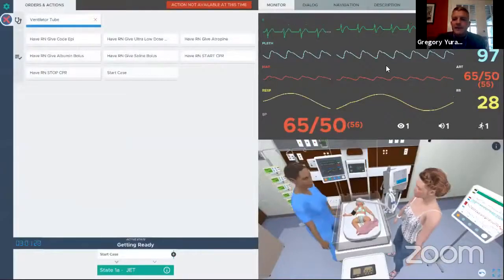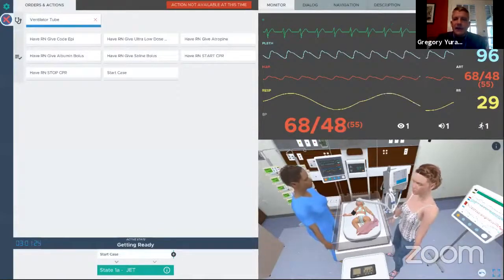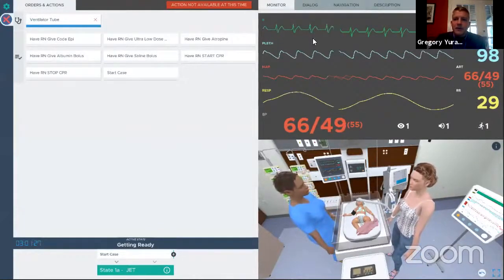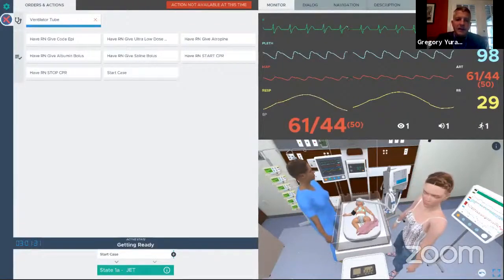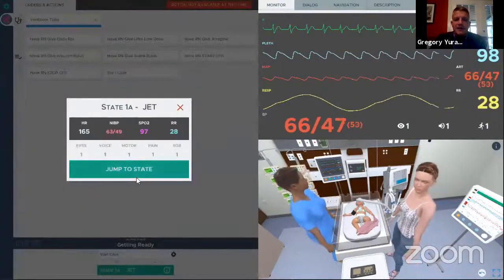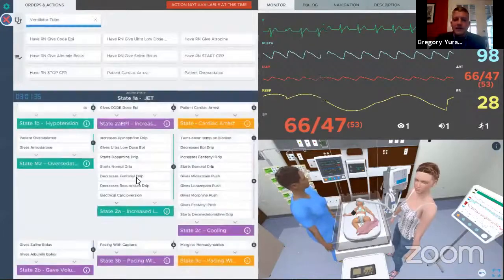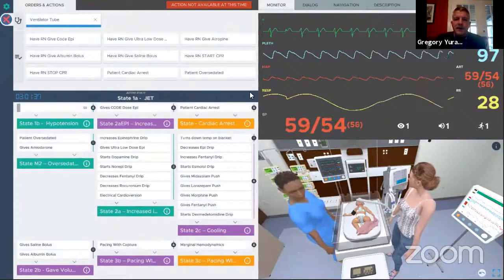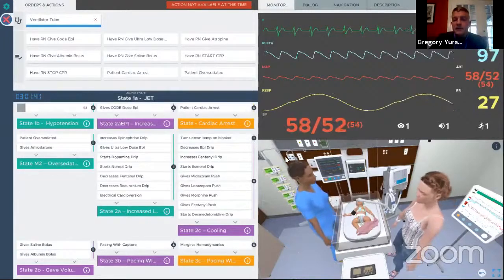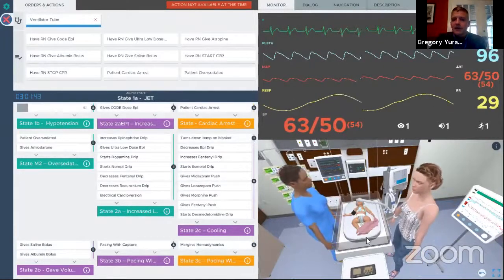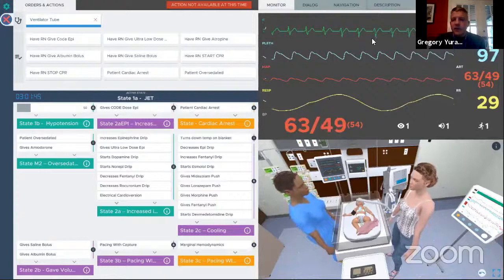I'm going to come out of this view now just to show what you would see. You can kind of see that this patient, the vitals are not that great. The patient is tachycardic. You might notice that there are no P waves and the blood pressure is not very good. What you can do is begin to jump to the state of this specific post-operative arrhythmia, and your users will begin to do things.